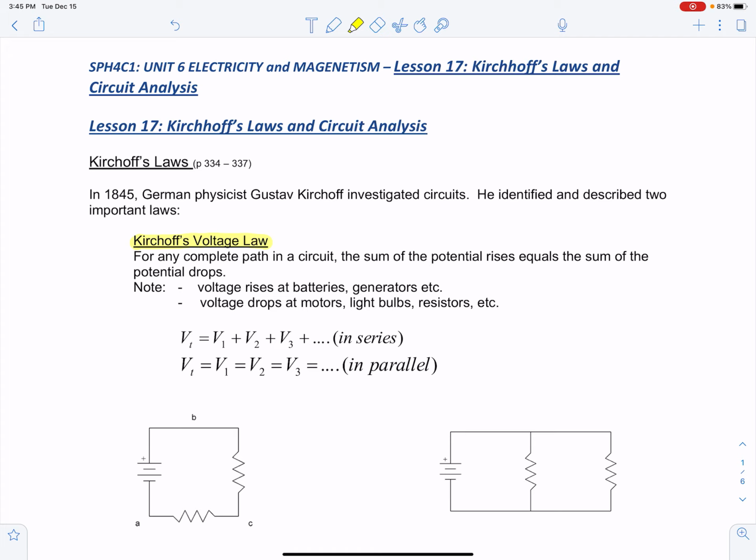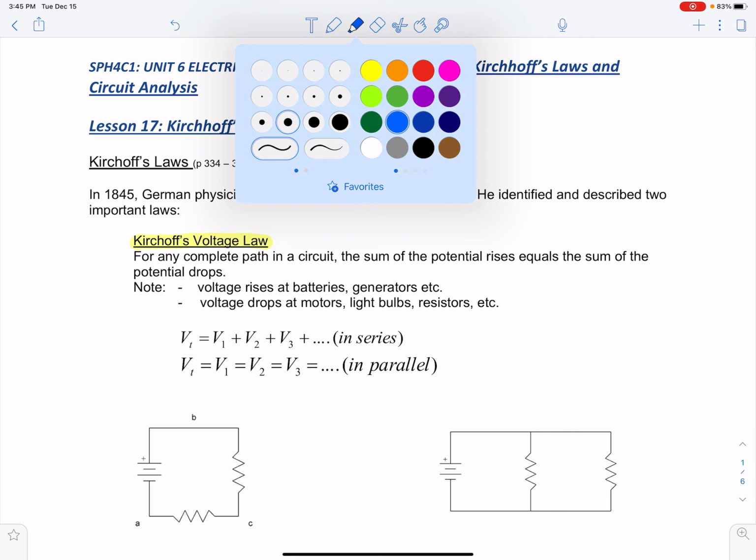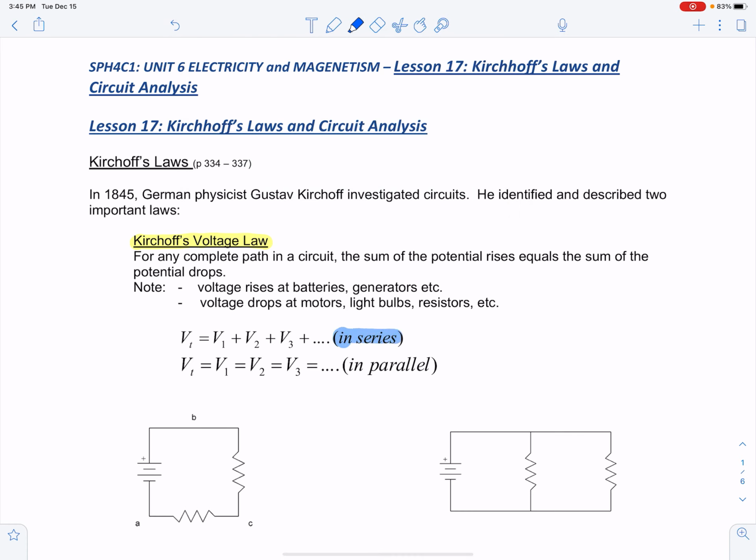Kirchhoff's voltage law can be summarized in two equations, one for series circuits, which I'm going to highlight in blue, which states that the total voltage is equal to the sum of the individual voltage drops. So Vt is equal to V1 plus V2 plus V3. For parallel circuits, which I'm going to highlight in pink, the voltage is constant. So if you know the voltage at any point, you know the voltage at all points.